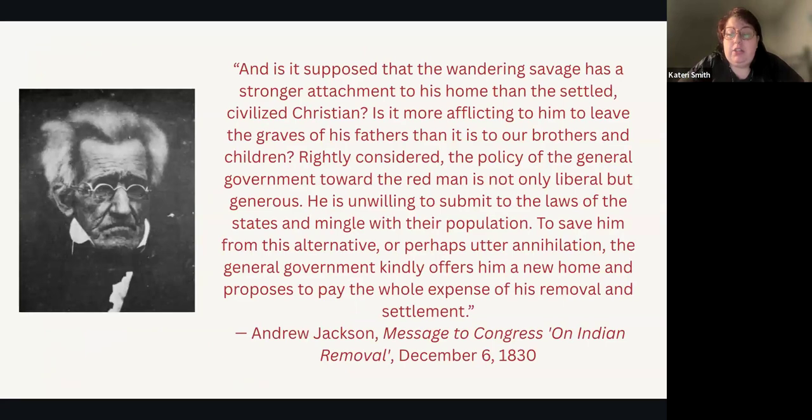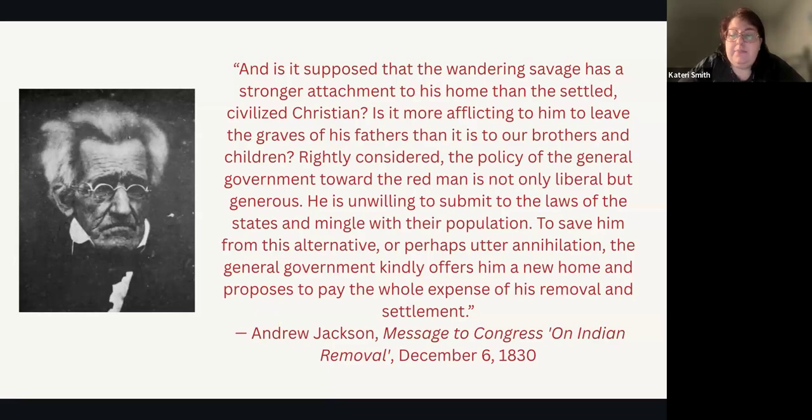Andrew Jackson, in his message to Congress on Indian removal on December 6th, 1830, called for the wandering savage to be removed, saying that they have no stronger attachment to his home than the settled civilized Christian, and that white settlers' views on the land should be more important. He also calls this liberal but generous.